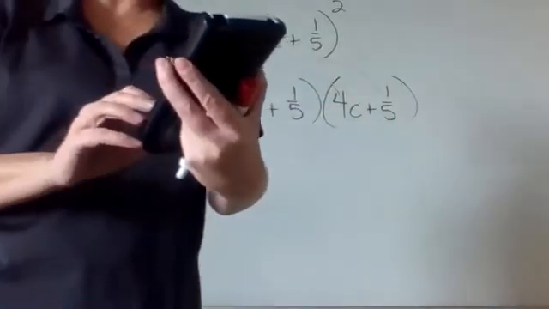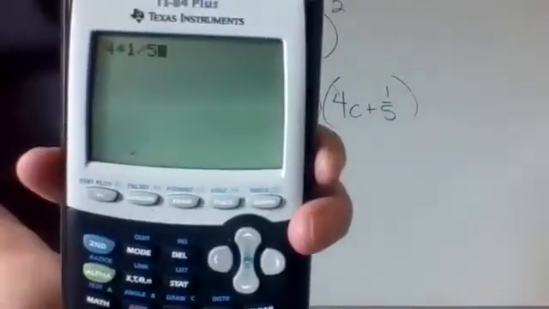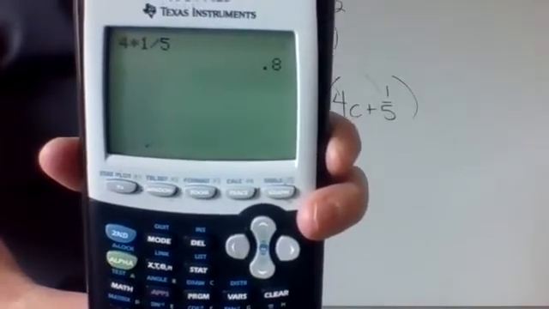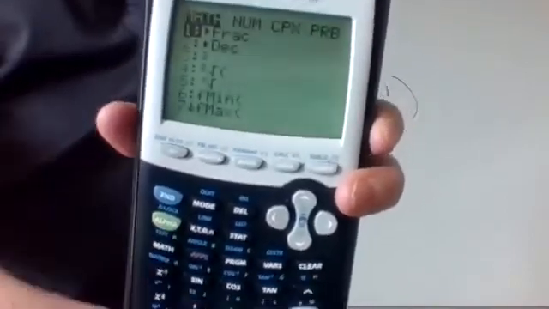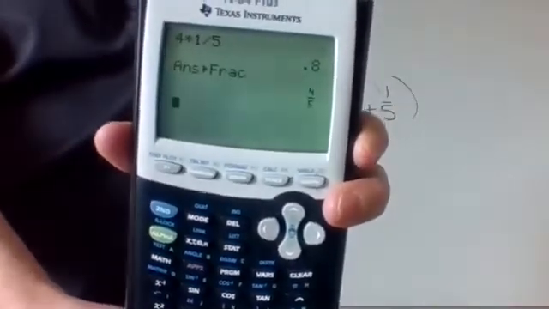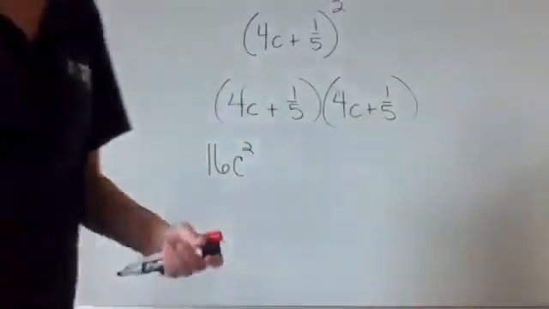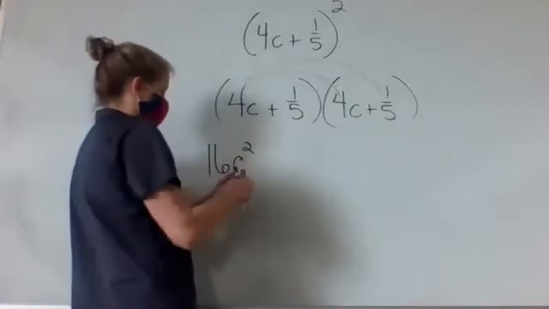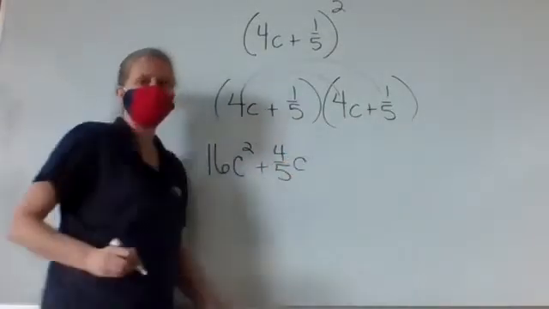4 times 1 divided by 5, right? That's how you're going to make it. There's your decimal. It doesn't want the decimal though, right? What do you do to that? Math, enter, enter, which gives you 4 over 5. So I've got 4c times 1/5. What does that give me? 4 over 5 c.